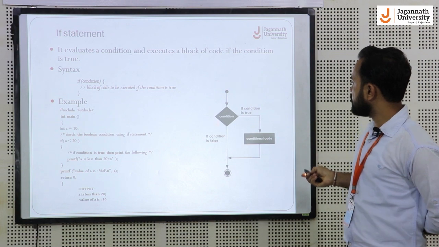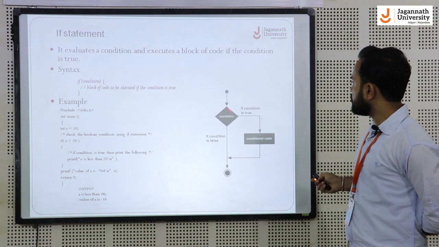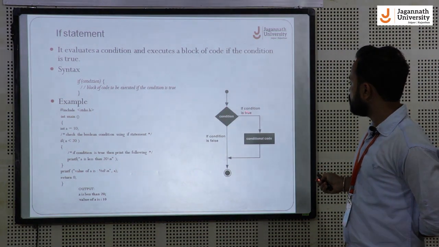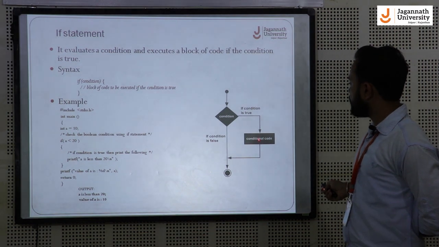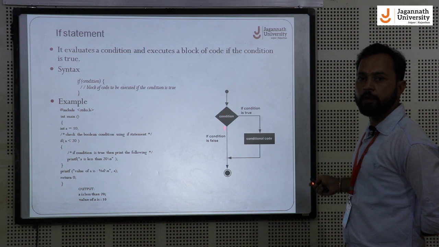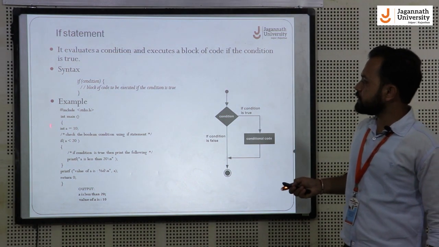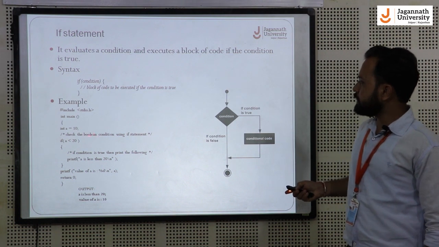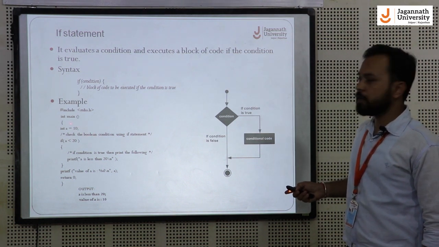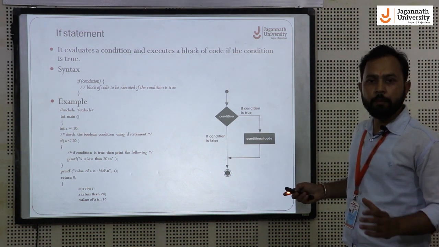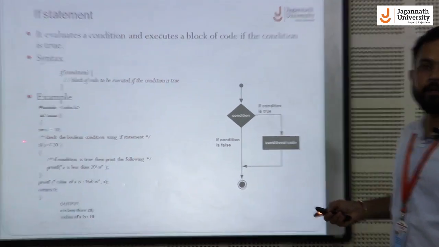We can understand this using the flow chart, where this is the condition. If this condition is true, then this code will be executed, and the flow goes on this side, else the flow goes this way. We can also understand it using this example. Here there is a program where a has the value 10 and we are comparing a with the value 20.